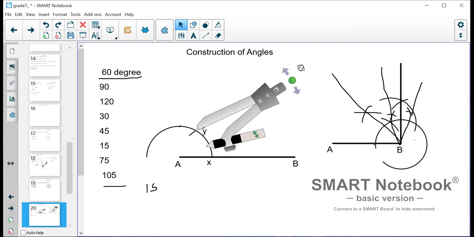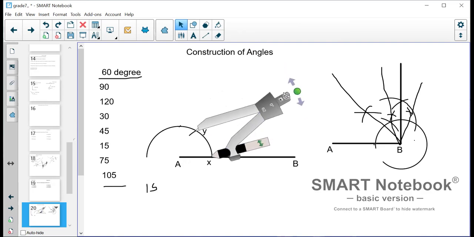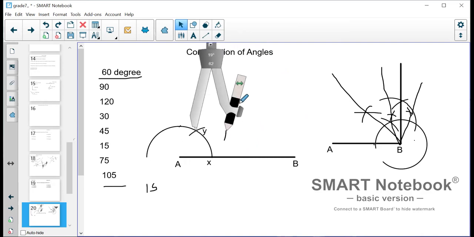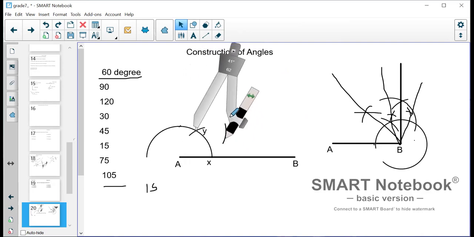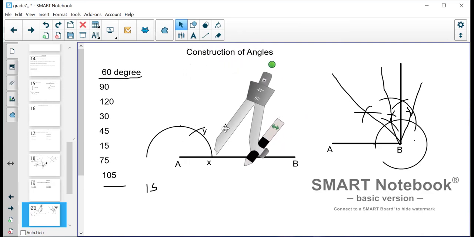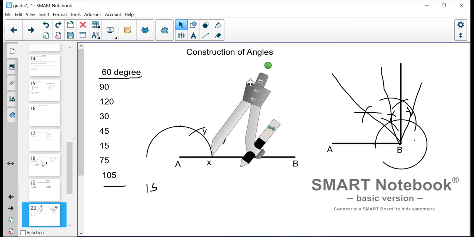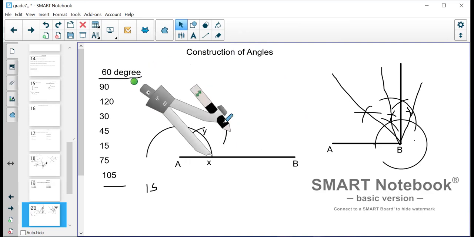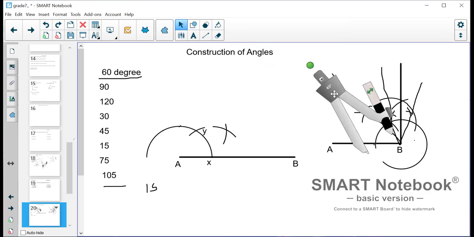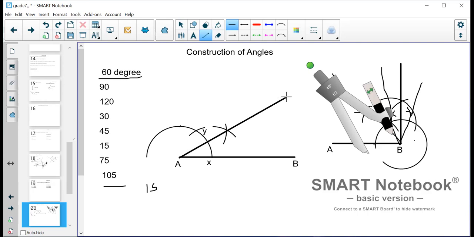So you open to the general direction of X, all right? And you scribe an arc in the middle somewhere around there. Then you go to X and you intersect that arc that you scribed. And you draw a line from A through that intersection, and that should give you 30 degrees.